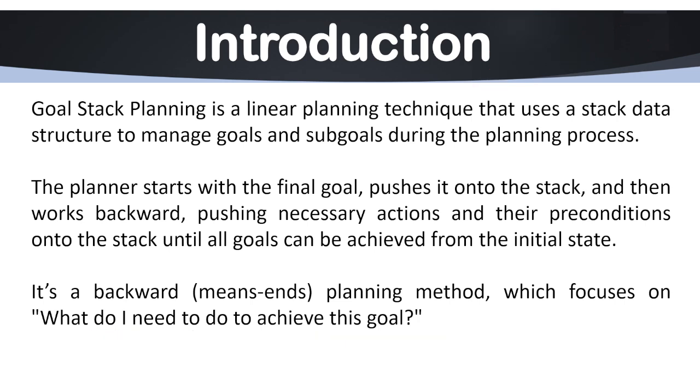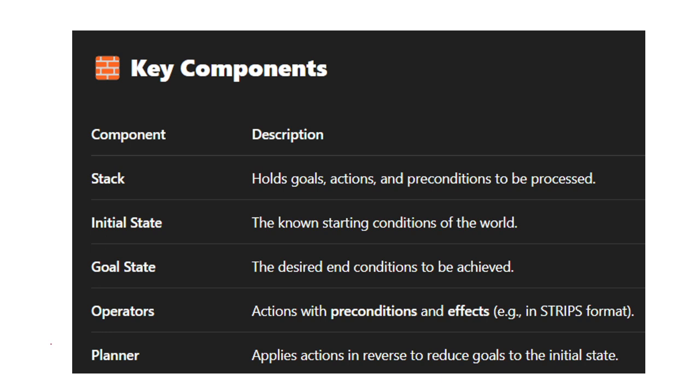Now let's just talk about how it works. After that, we will discuss its key components. So how does goal stack planning in AI work? At the first step, we will initialize the stack. We start by pushing the goal state into the stack. At another step, we will process the created stack. Here we pop the top element, that is our goal or action or precondition.